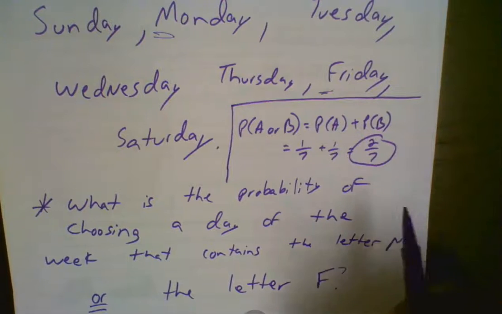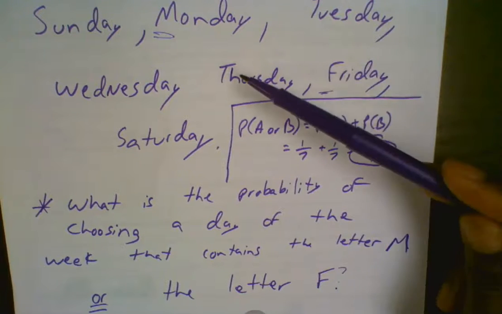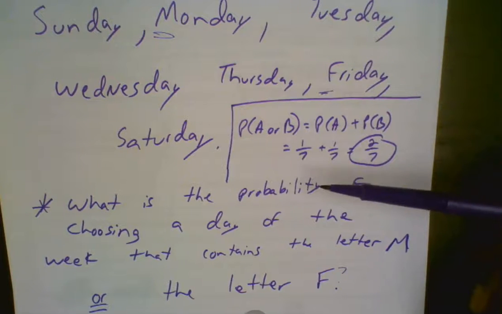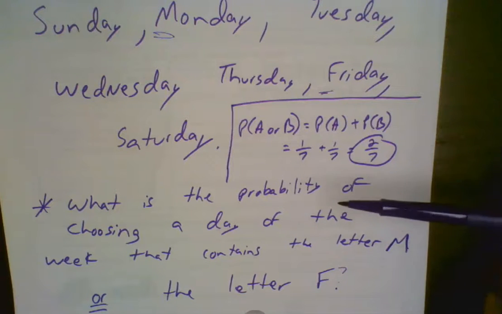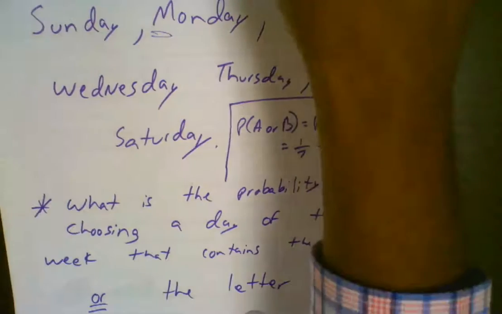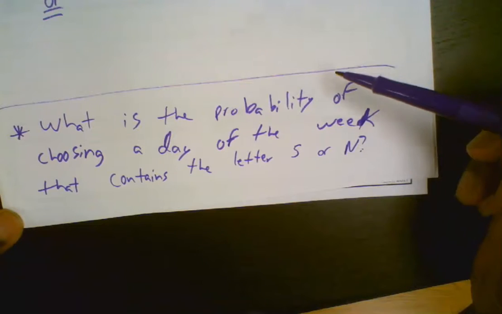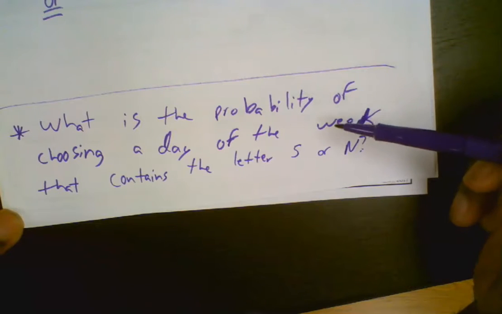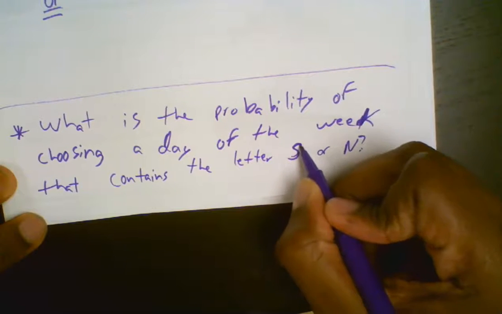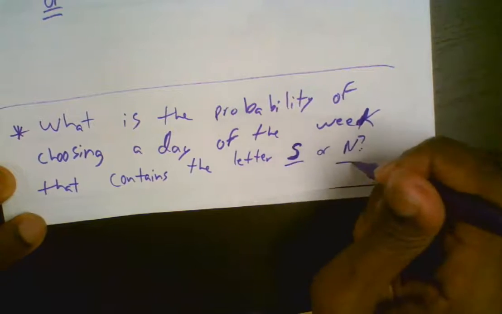There's a 2 out of 7 chance that you choose a day of the week that has a letter M in it or a letter F in it. Again, these are mutually exclusive events because they can't happen at the same time. Now, my second question is different. My second question is, what is the probability of choosing a day of the week that contains the letter S or the letter N?